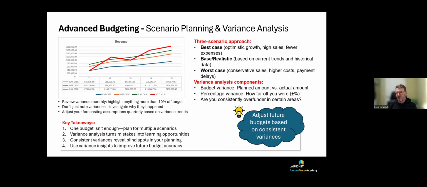Your base case or your realistic case might be just an extrapolation of the current forecast that you have. So, not really looking at exponential growth, but just carrying on a linear trend, year on year growth based on what you've seen in the past.